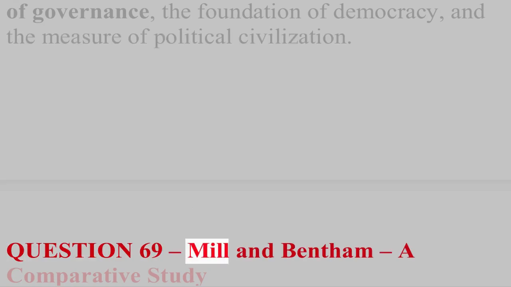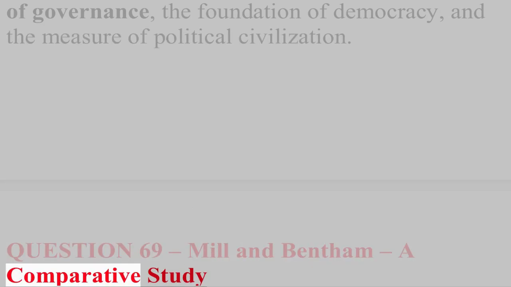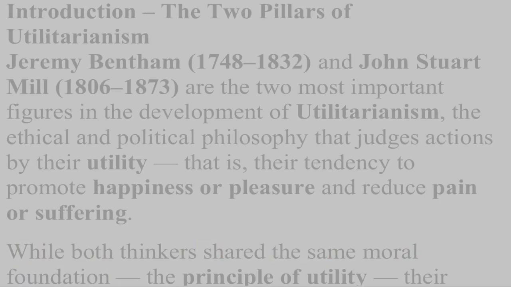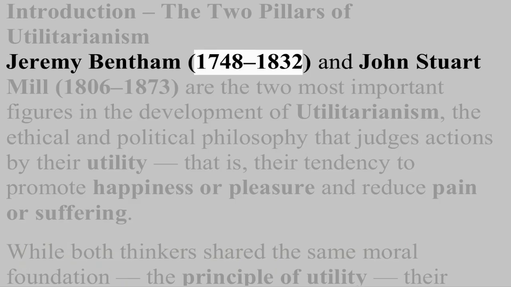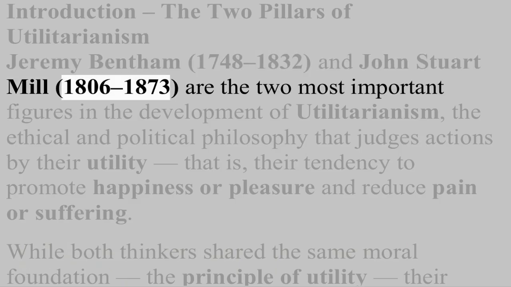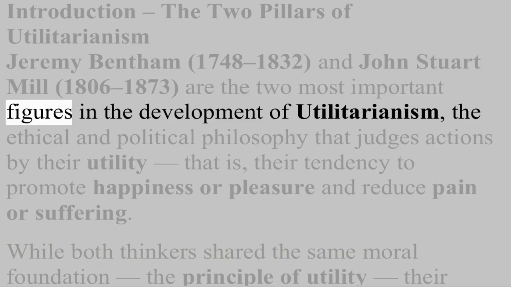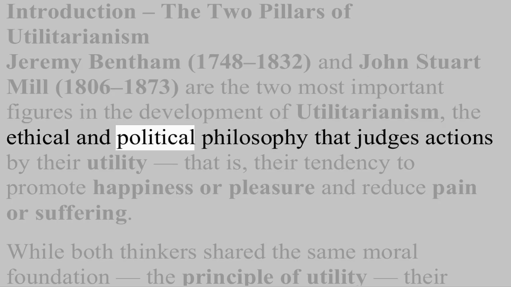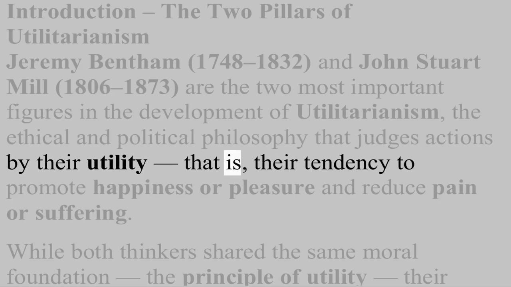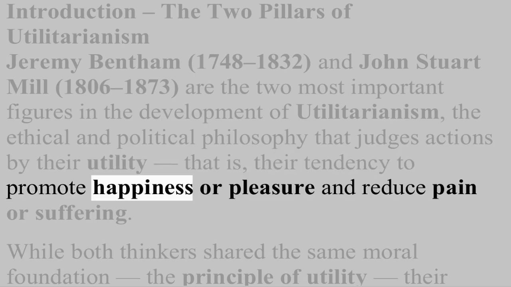Question 69, Mill and Bentham, a Comparative Study. Introduction. The two pillars of utilitarianism, Jeremy Bentham, 1748 to 1832, and John Stuart Mill, 1806 to 1873, are the two most important figures in the development of utilitarianism, the ethical and political philosophy that judges actions by their utility, that is, their tendency to promote happiness or pleasure and reduce pain or suffering.